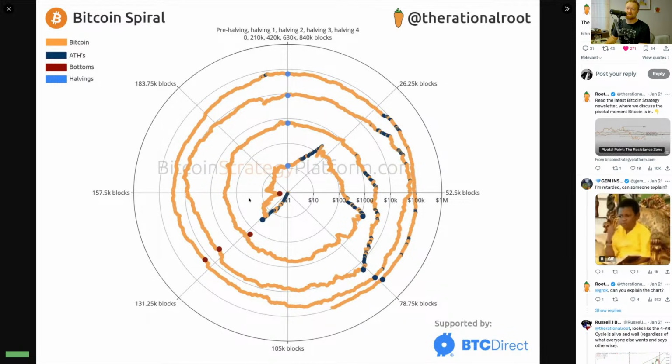We have Bitcoin time every 4 years. You have the blocks where the halvings occur right here. So Genesis 0, 210, 420, 630, 840, which we're not to, this one.